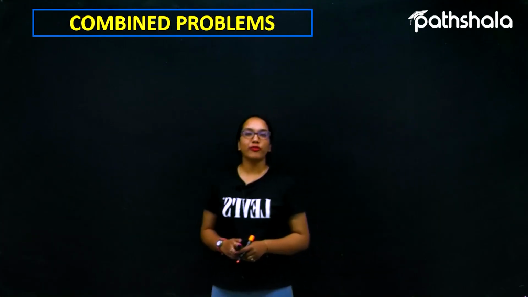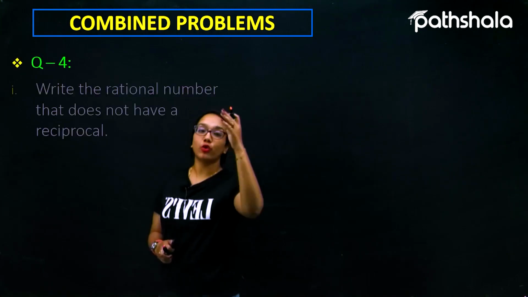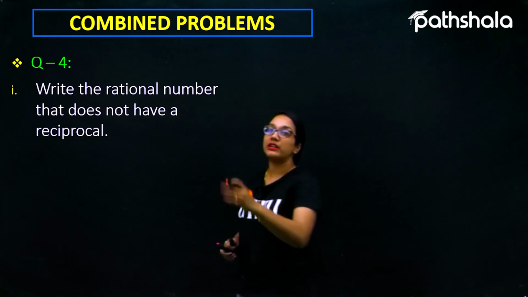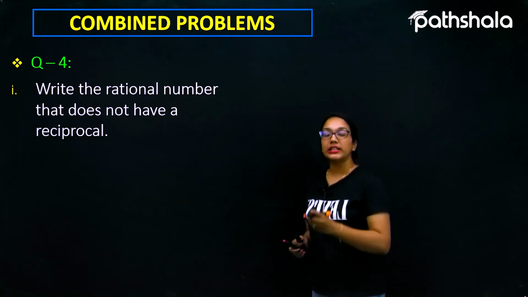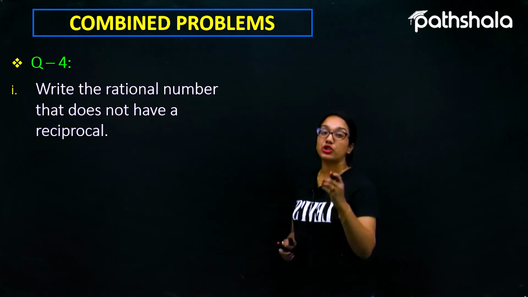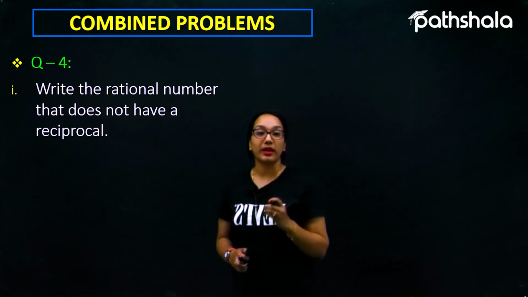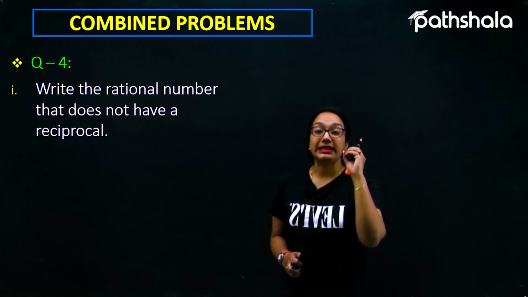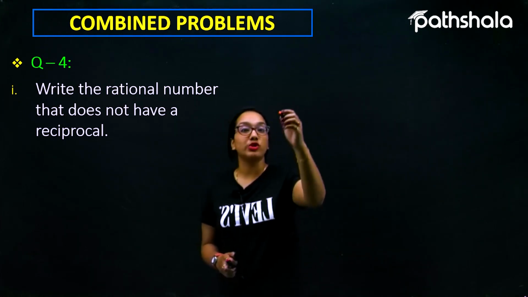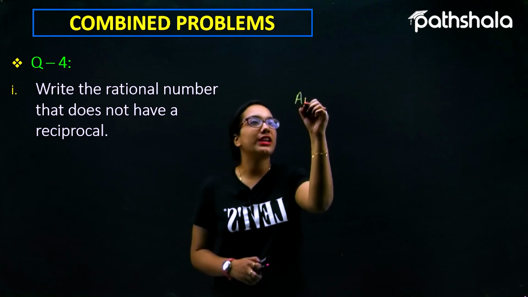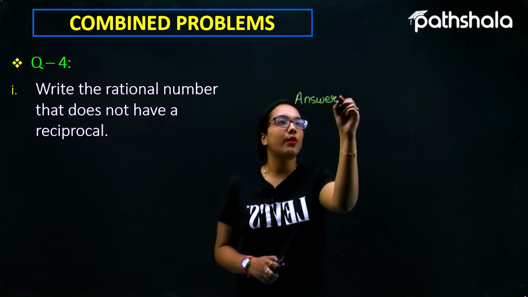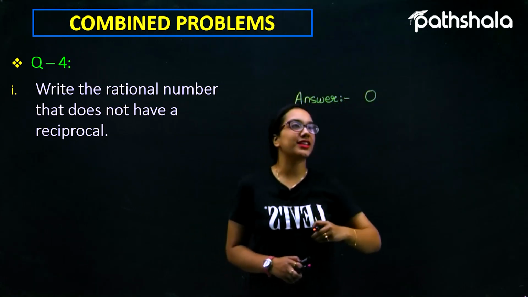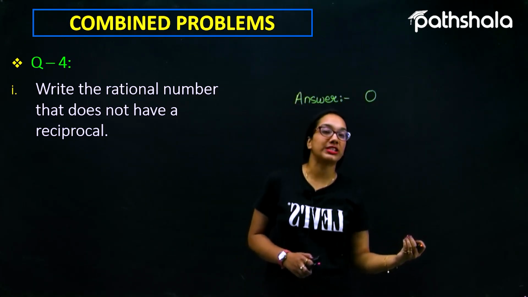Let's move on to the fourth question. The fourth question says write the rational number that does not have a reciprocal. What is that rational number which does not have a reciprocal? As we know, there is only one such rational number that does not have a reciprocal, which is nothing but 0. So the answer to this question is 0, because we cannot multiply 0 with any number to get 1.